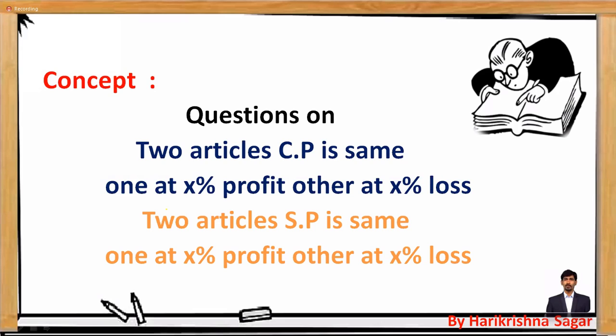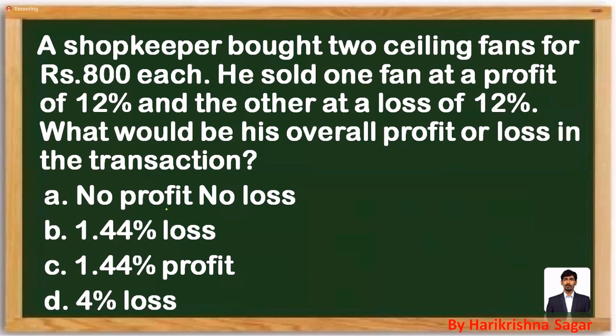Sometimes you are going to have questions which are related to two articles cost price and two articles selling price. Two articles cost price is same. So this kind of scenario. A shopkeeper bought two ceiling fans for 800 rupees each. He sold one fan at 12% profit, other at 12% loss. What would be the overall profit or loss in the entire transaction?